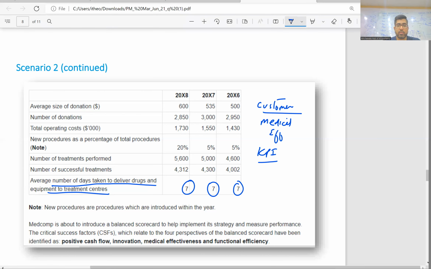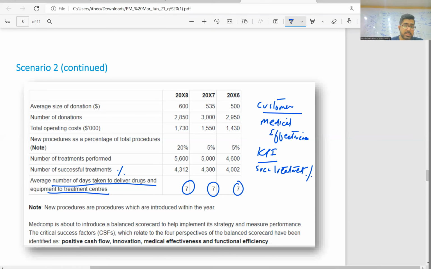From the data, how will you measure effectiveness? This is the critical success factor. Now, indicator. How will you measure effectiveness? The indicator to measure effectiveness from this data. Effectiveness can be measured by operating cost profit. Effectiveness can be measured by successful treatments from this data, maybe as a percentage. Successful treatment percentage. Okay.